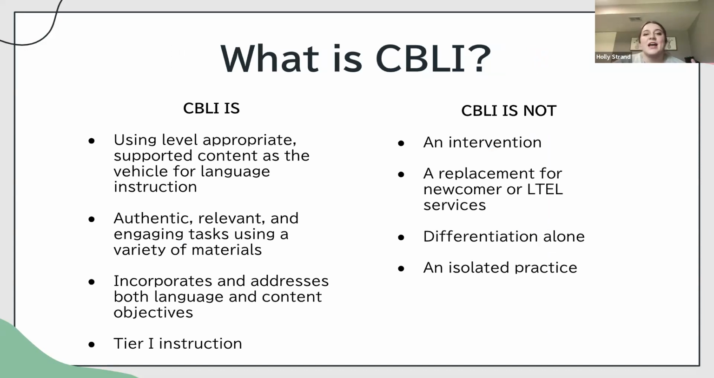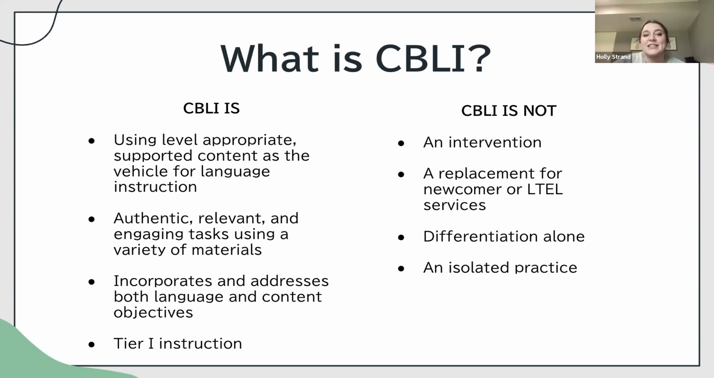CBLI is not an isolated practice. It isn't a one and done activity or lesson. It's a mindset of integrating language instruction with content area instruction. Whether you're teaching science, math, or English language arts, there's reading and writing involved, meaning that you're not just a science teacher or a math teacher or an ELA teacher. You're also a reading teacher, a writing teacher, a vocabulary and grammar teacher.